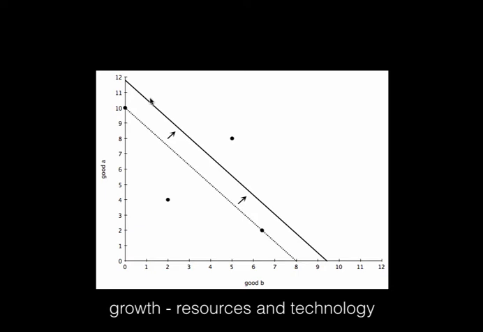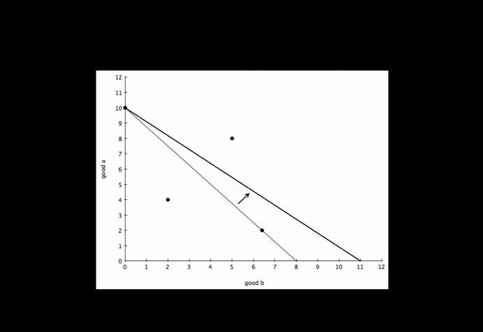So any one of those things can shift out my curve and get me a better combination of goods than before. So I still can't reach this point, but now I can do better than I could before. You could have a case where, suppose I have a technological advance, I just figured out a better way of producing good B using my resources.